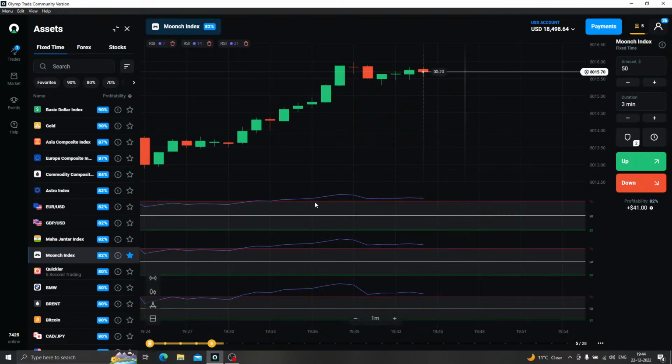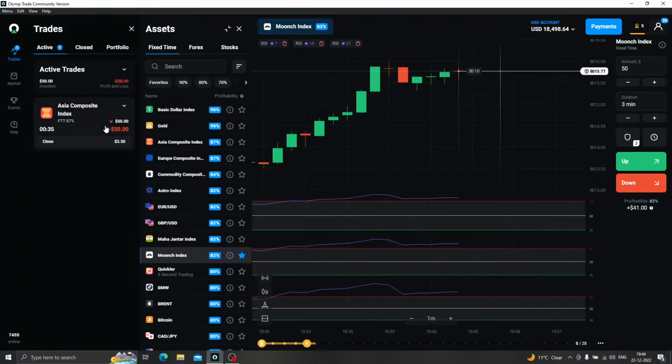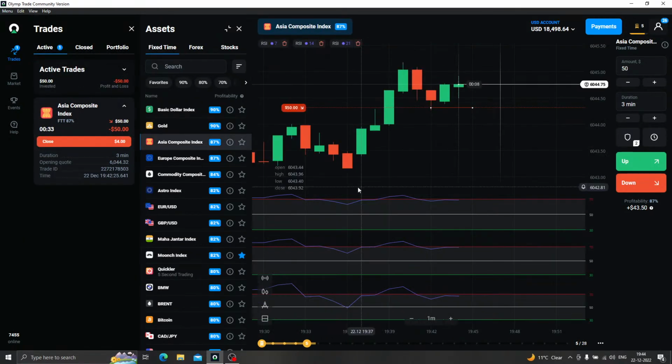See, this is the overbought region basically. Whenever the RSI goes above the red line, this is the overbought region. Whenever it goes down below the green line, it is the oversold region. One trade we have already placed in the Asia Composite Index, which is right now not going in our favor.